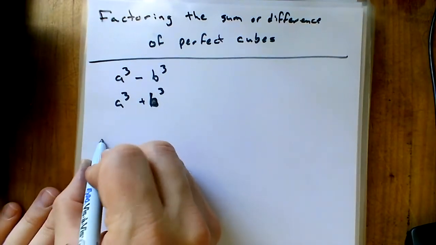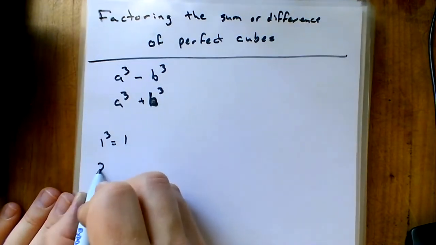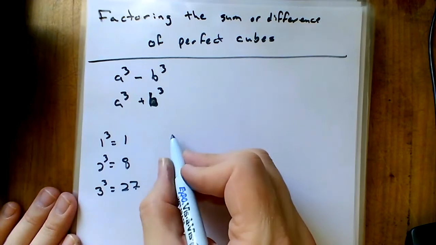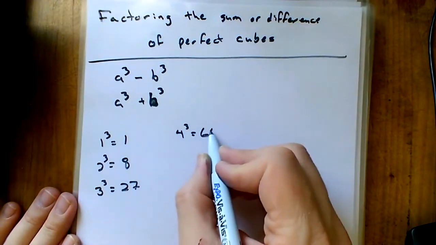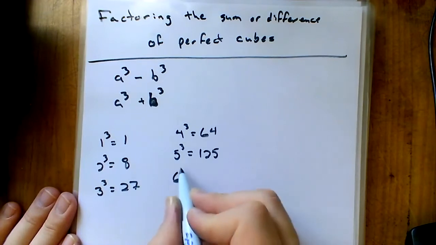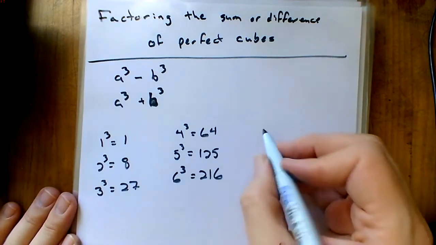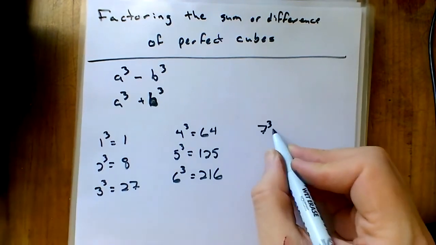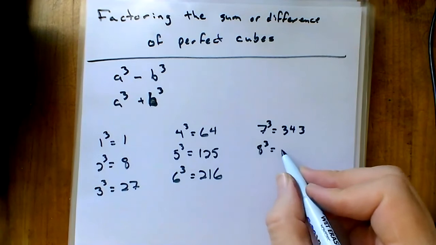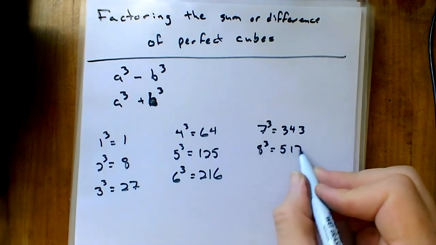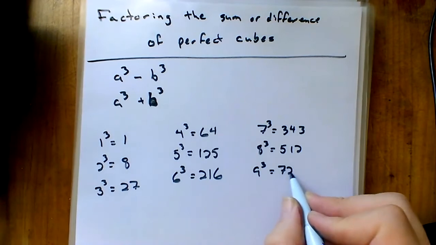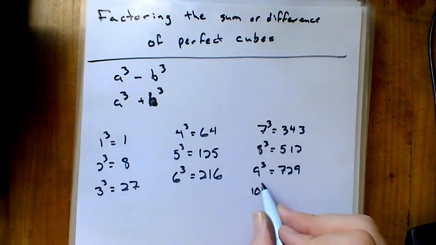So let's do that. I've got 1 cubed is 1, 2 cubed, 2 times 2 times 2, is 8, 3 cubed is 27, 4 cubed is 64, 5 cubed is 125, 6 cubed is 216, 7 cubed is 343, 8 cubed is 512, 9 cubed is 729, and 10 cubed is 1000.